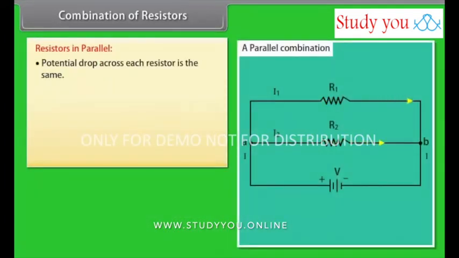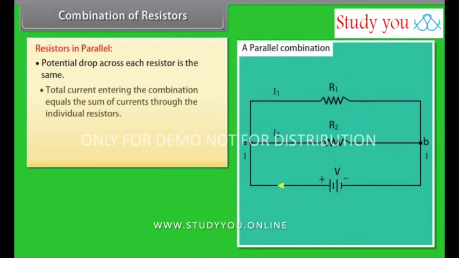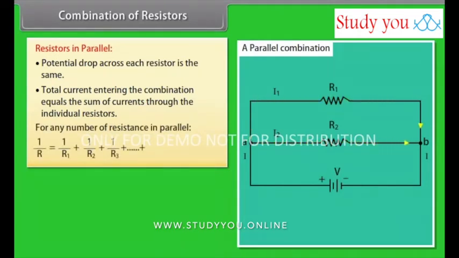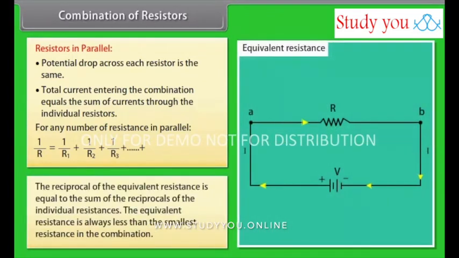Potential drop across each resistor is the same. Total current entering the combination equals the sum of currents through the individual resistors. For any number of resistances in parallel, 1/R is equal to 1/R1 plus 1/R2 plus 1/R3, and so on. The reciprocal of the equivalent resistance is equal to the sum of the reciprocals of the individual resistances. The equivalent resistance is always less than the smallest resistance in the combination.